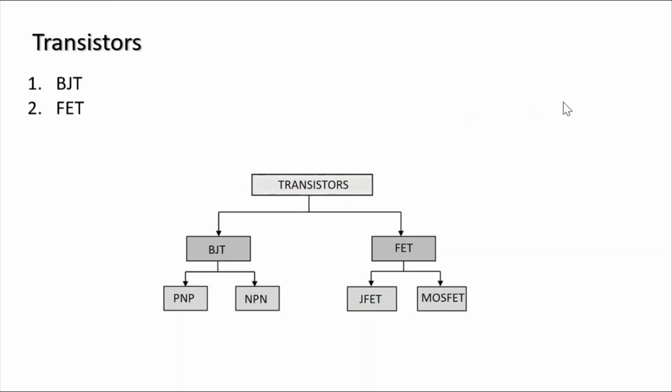A transistor is a semiconductor device used to amplify or switch electronic signals and electric power. Generally transistors are of two types, BJTs and FETs. BJT is known as bipolar junction transistor and FET is known as field effect transistor. Let us discuss BJTs.